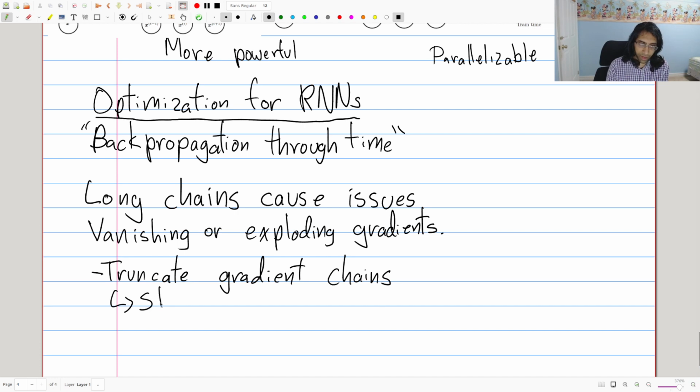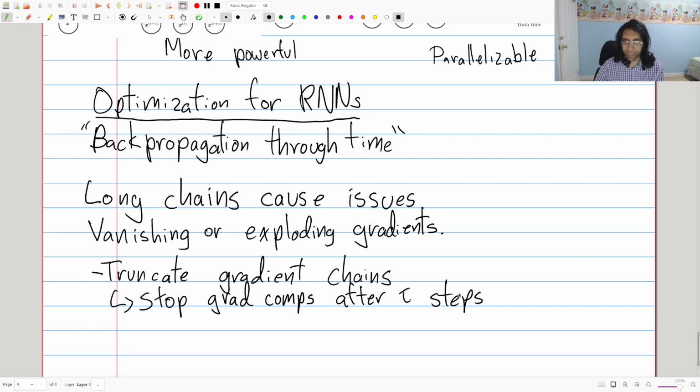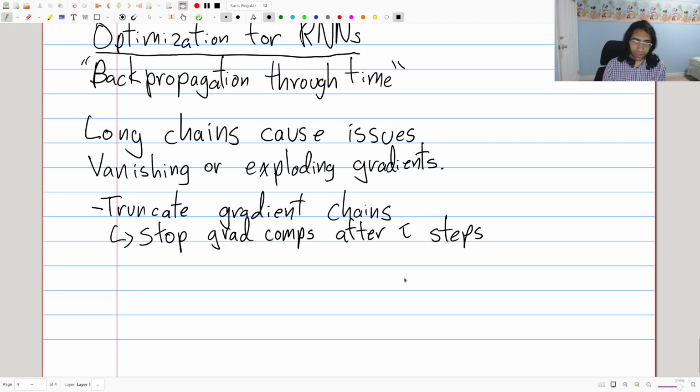So stop gradient computations after tau steps. And this could be either a fixed tau, or it could be a random choice of tau if you want to add a little bit more stochasticity into the whole mix. That's one thing you can do. That would help with either vanishing or exploding gradients because it would prevent the exponent from getting too large. Another thing that you can do in the case of exploding gradients is what's known as gradient clipping.